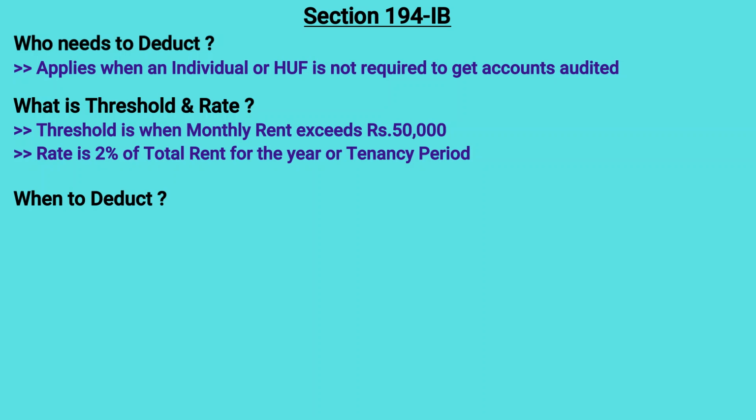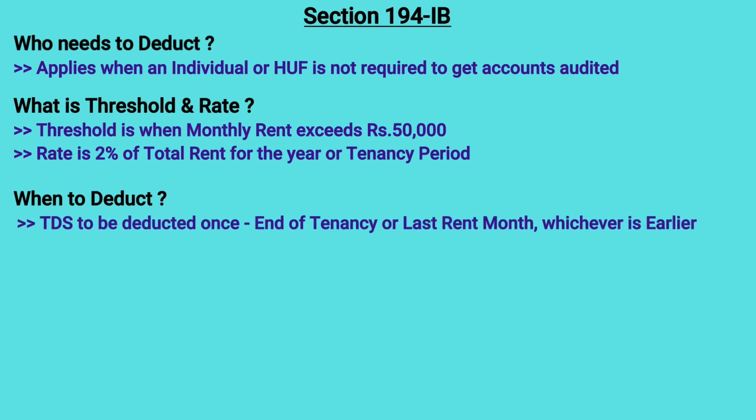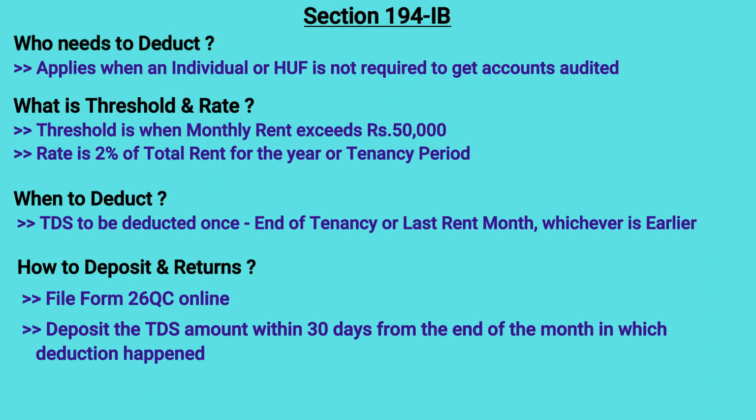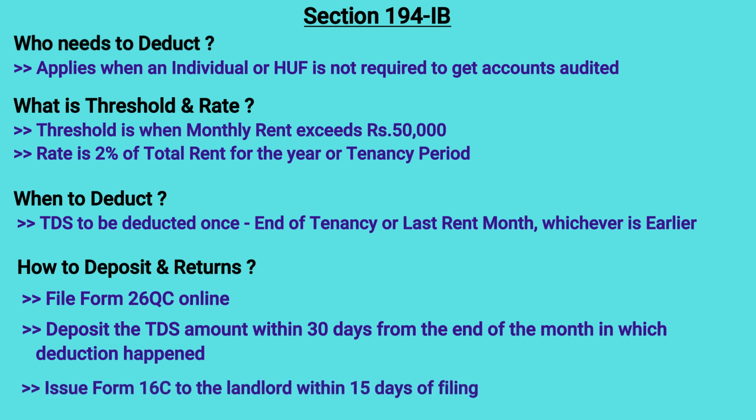Timing. Deduction is at the time of payment or credit of rent for the last month of the financial year, or the last month of the tenancy if vacated earlier, whichever comes earlier. So in this case, there is no need to deduct TDS monthly. TDS deposit and return: file Form 26QC. It's a challan-cum-statement which you can file online. Deposit the TDS amount within 30 days from the end of the month in which deduction happened. Issue Form 16C to the landlord within 15 days of the filing.